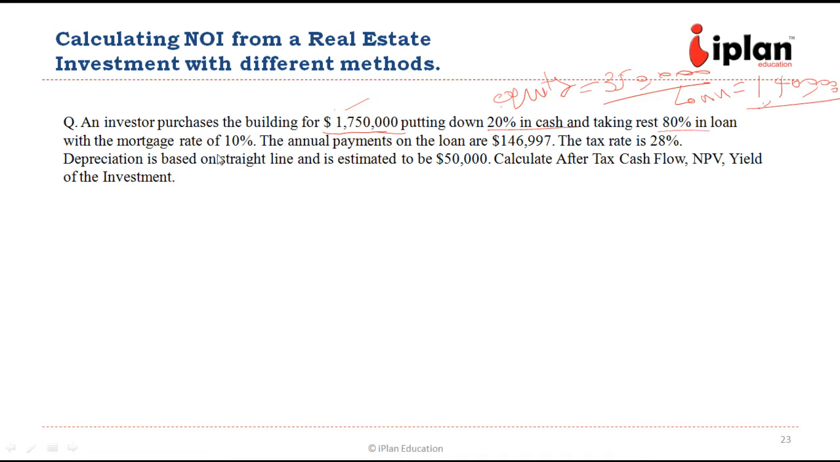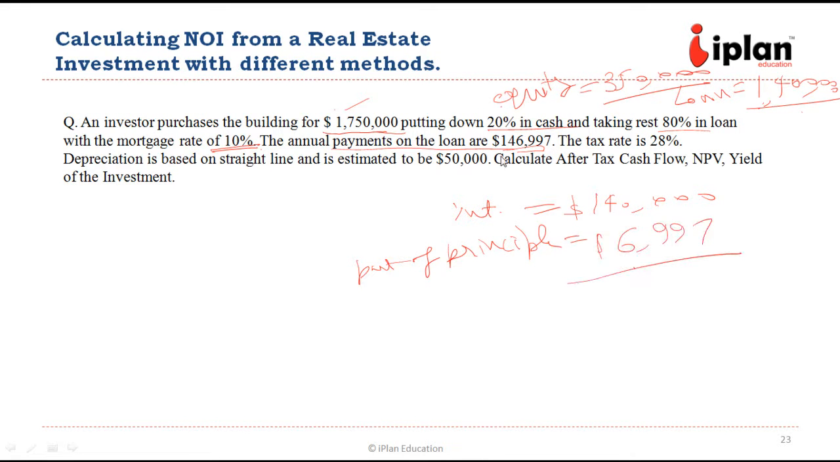Now the mortgage rate is 10%. So 10% of this is going to be interest cost, and the annual payment of the loan is 146,997. So interest is going to be 10% of the loan, which is $140,000, and the rest is going to be the part of principal, which is 6,997. If we add these two, we get the total payment on the loan, the annual payment on the loan.